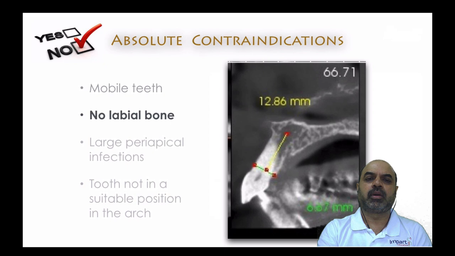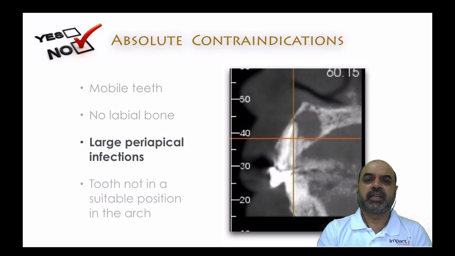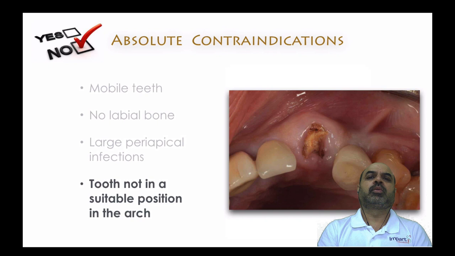Again, when there is a very large cystic lesion around the root, one may want to defer a socket shield procedure, rather go in with more conventional treatment approaches. Sometimes even teeth which are not suitably positioned in the arch. So this one, for instance, which is quite labially positioned in the arch, and ideally post implant restoration you would want the tooth to get back into the normal arch form, this might again be a contraindication to doing a PET case. You'd rather do a conventional extraction and then go ahead and place the implant so that you get the tooth and the implant in the right position.